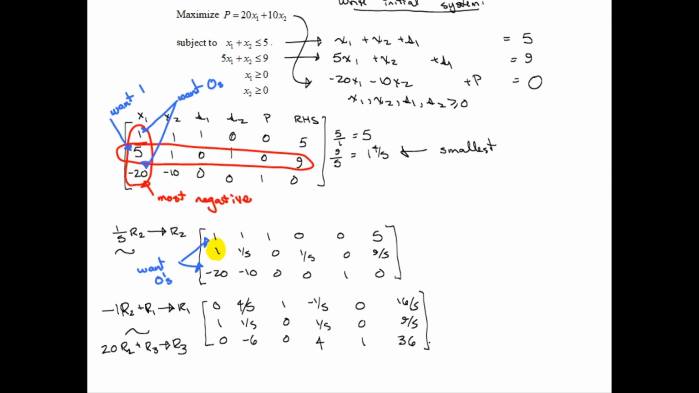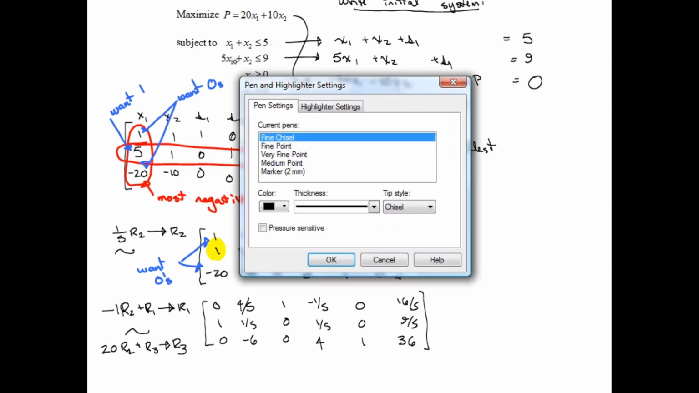Now, how do we decide if we keep going? We look to see if there are any more negatives on the bottom row. And there are.